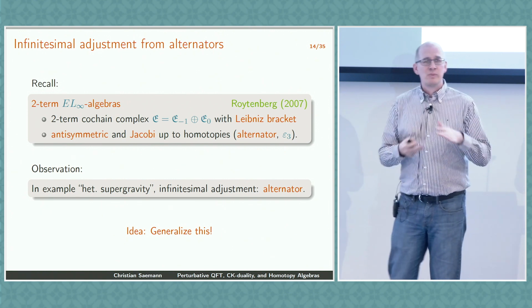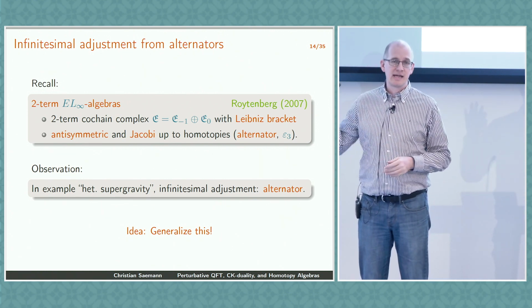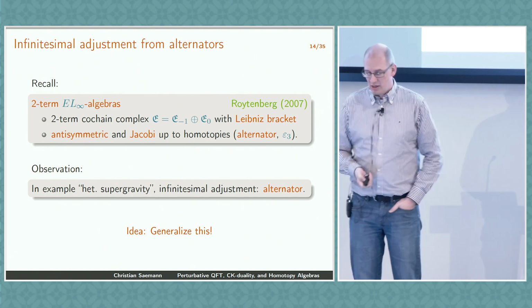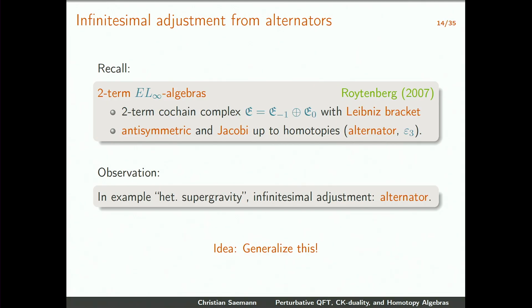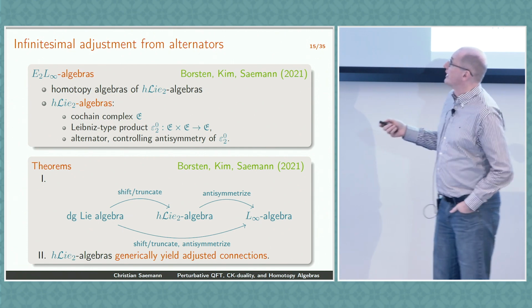So the idea is we don't quite know where the alternator comes from or what precisely it should be, but we know that in examples at least it's the alternator of an EL infinity algebra, right? Because it's additional algebraic structure. It's a structure that's not in the gauge L infinity algebra. You have to put additional algebraic information in it. And in the EL infinity case, we do get this additional algebraic datum. Okay, so you can generalize this.